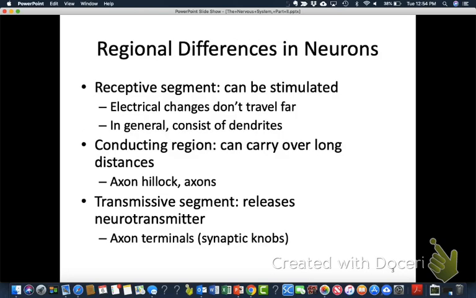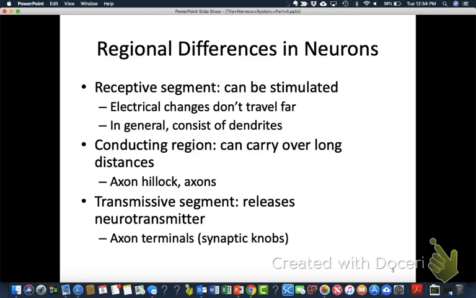So the receptive region is the part that receives the stimulus. It's the part that you can either hit with neurotransmitter, or if it's a sensory neuron, you can stretch it or whatever. However you stimulate it, that's where it's going to be stimulated. In general, that's the dendrites, and the potentials that are generated there we call local potentials because they don't keep going. They die out.